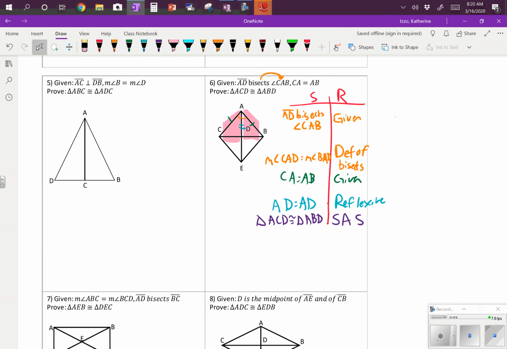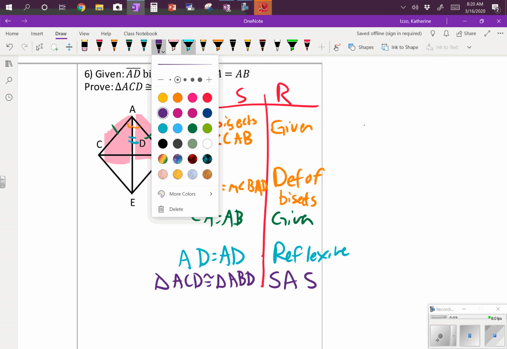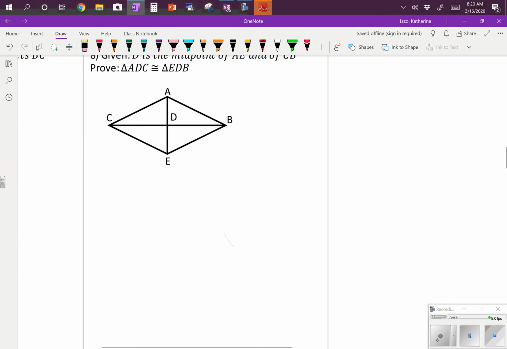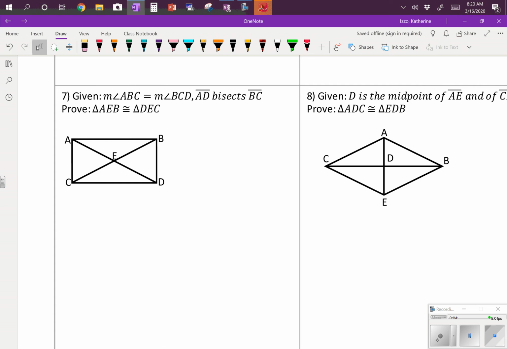Let's go on to 5, 6, 7, 8. We did 6 in class. 6, we talked about bisecting an angle. So this was all about bisecting an angle and splitting that angle into 2 equal pieces. If you look right here, we've got that angle into 2 equal pieces. If you look at the next one at 7, we are not bisecting an angle, we are bisecting a side. So be very careful on that one.